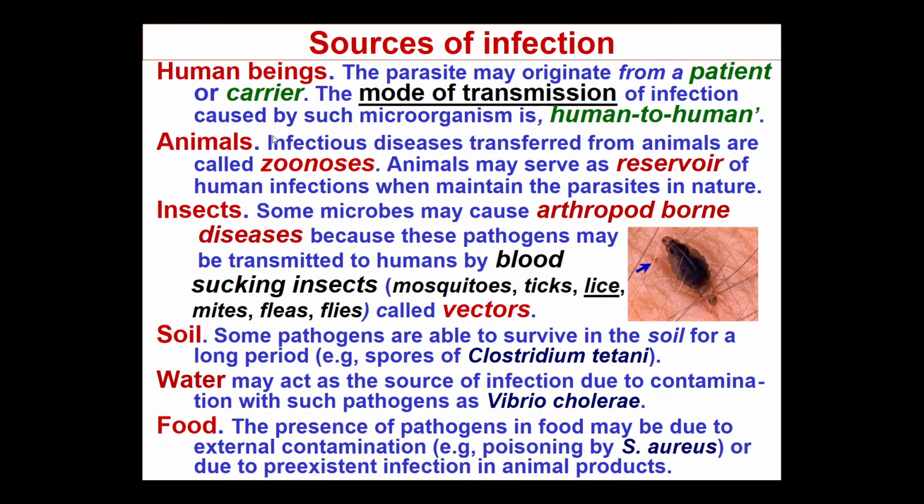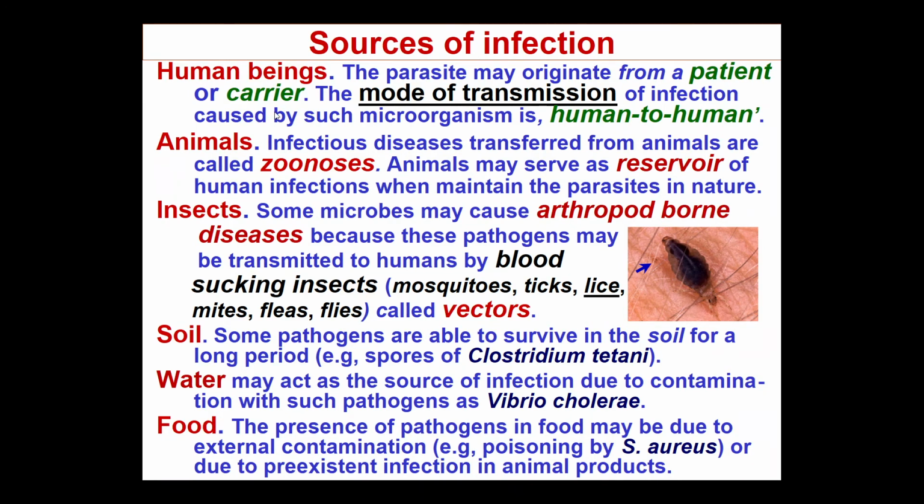Sources of infection. Sources of infection are different: human beings, animals, insects, soil, water, and food. Human beings. The parasite microbe may originate from a patient or carrier. Patient, this is a person who demonstrates symptoms. Carrier, this is an infected person that doesn't demonstrate symptoms of disease, but has bacterium and releases the bacteria to the outside. Mode of transmission of infection caused by such mechanism is human to human.